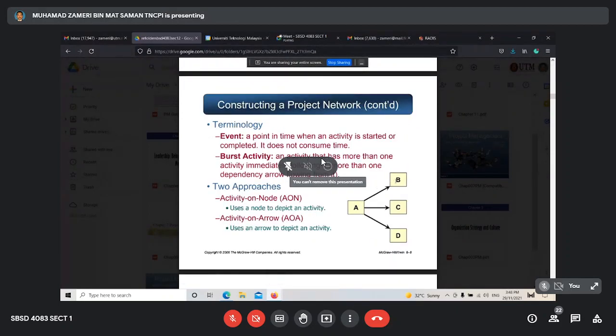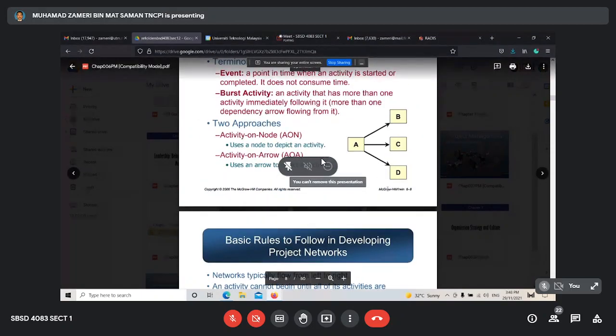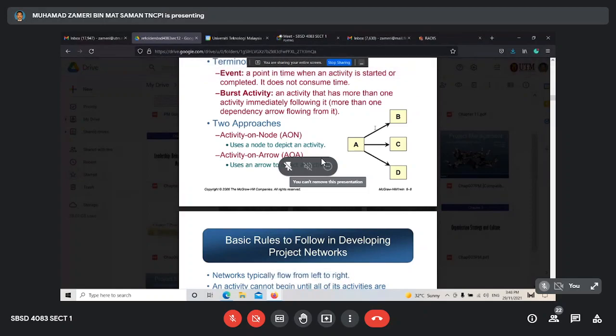That means B cannot start until A is complete. When A finishes, you can start B. When A finishes, you can start C. When A finishes, you can start D. D cannot start if A is still not complete, because the sequence says that B, C, and D can only start when A finishes.